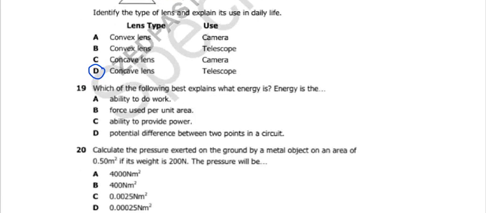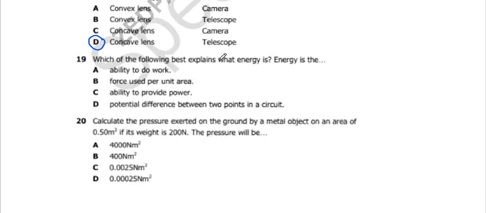Now, where are diverging lenses used? So in cameras, the concept that is being applied is the concept of converging lenses or converging rays, whilst in telescopes we've got the concept of diverging lenses. So in telescopes we have a concave lens, in cameras we've got a convex lens. So therefore the correct answer is D, which is concave, and it is being used in telescopes.